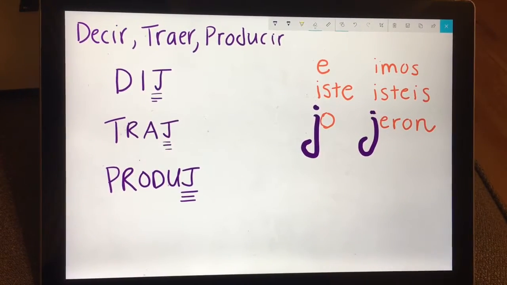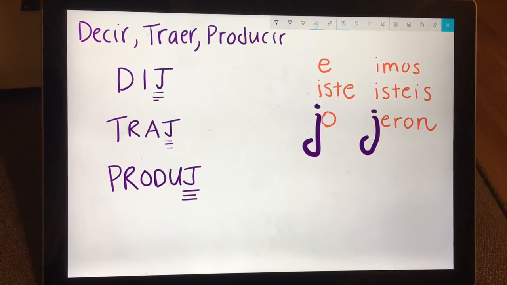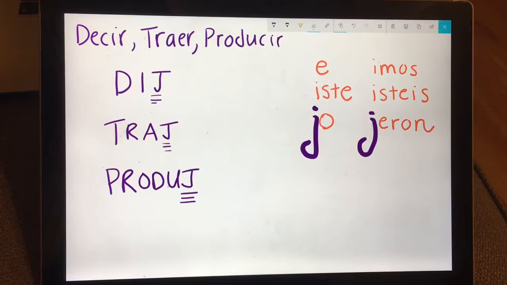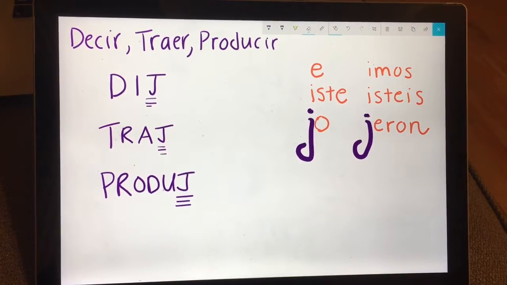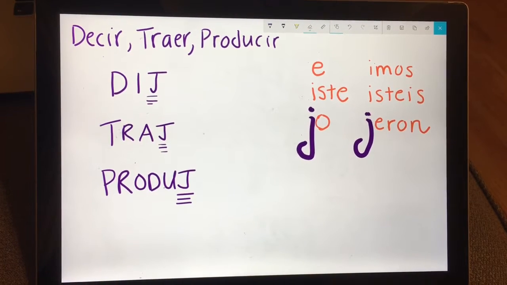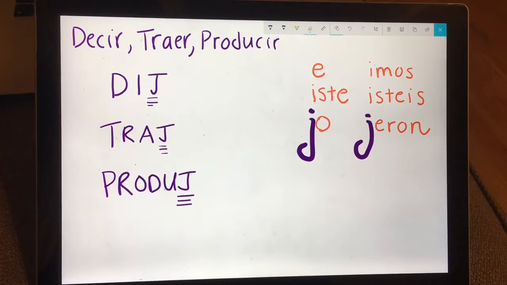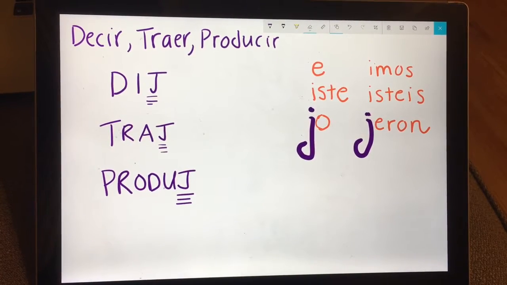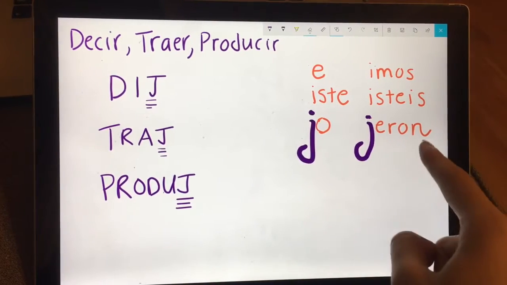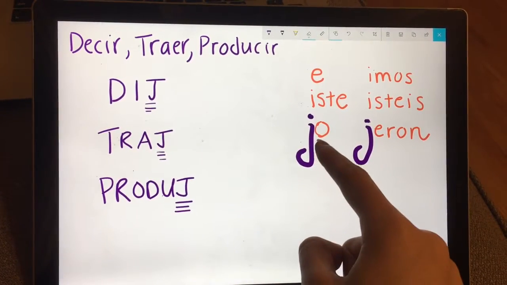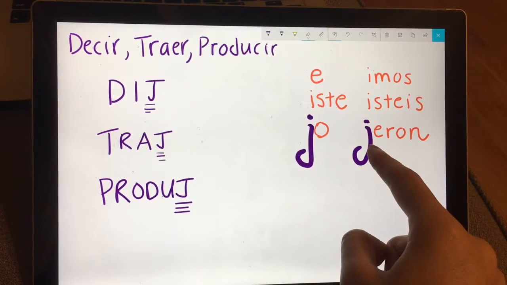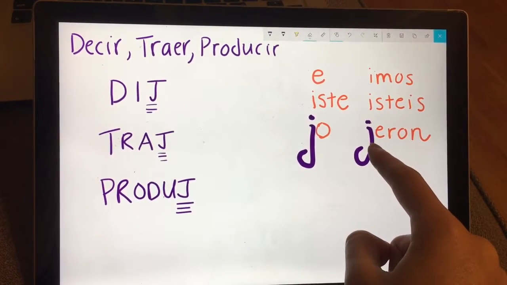Next up are my J verbs. I like to call them my J verbs because of that J. And those are decir, traer, and producir, pretty much anything that ends with cir, like conducir as well. But their stem changes, the ending starts with a j, so dij, traj, produj, and then you add the red endings. However, pay attention to the third person versions of the verb, because rather than just an o, it goes to jo, so dijo. And rather than just ieron, it goes to eron.